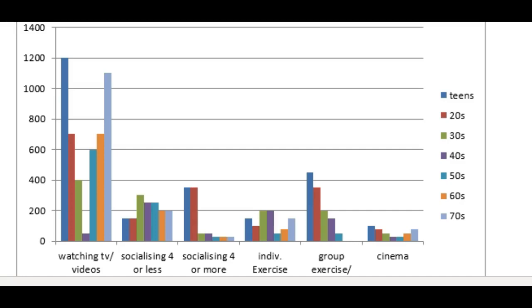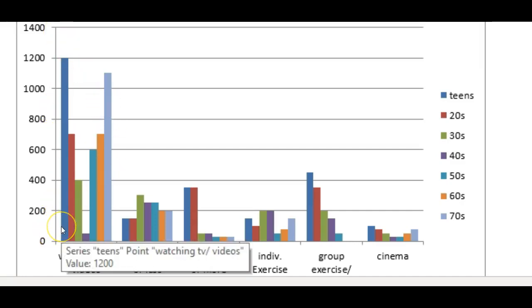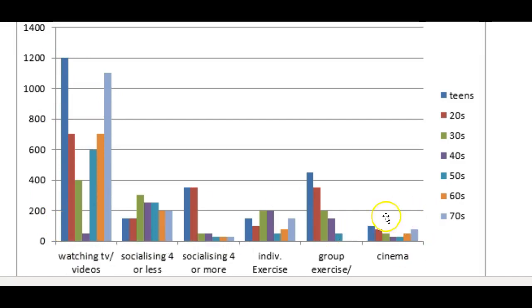All you have to look for is trends and similarities in the numbers. So when you look at it like this, it becomes super clear that watching videos is the most popular, cinema is consistently the lowest, but also pretty low is socializing with 4 or more people. And then you've got different things happening with these activities.